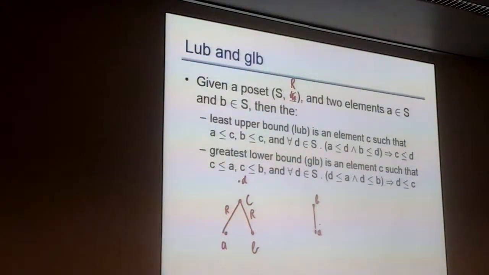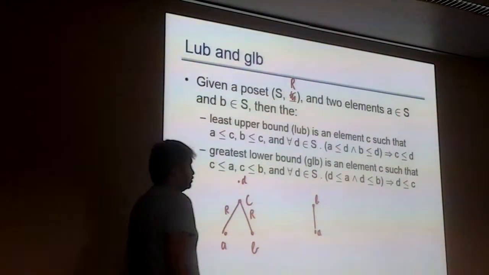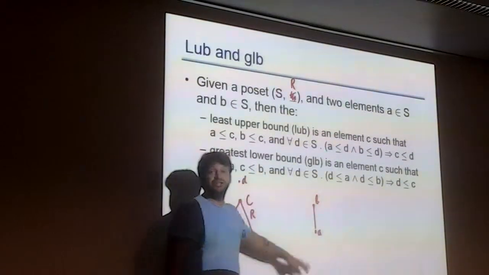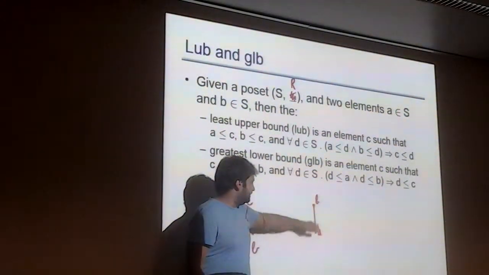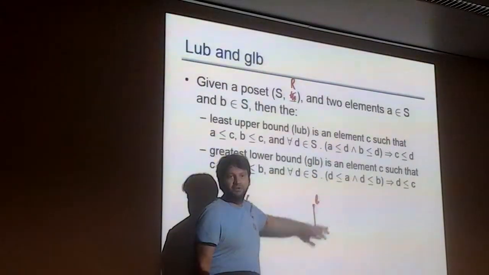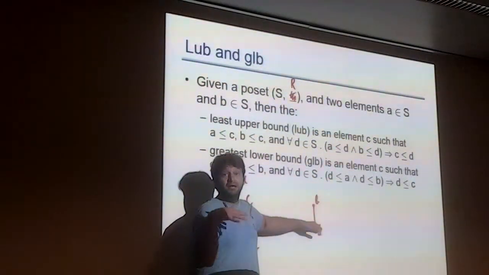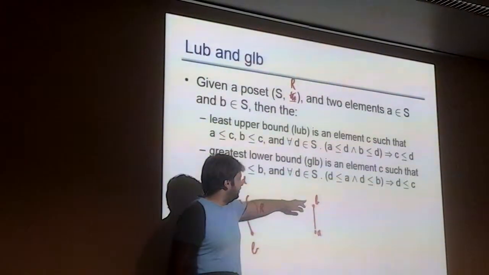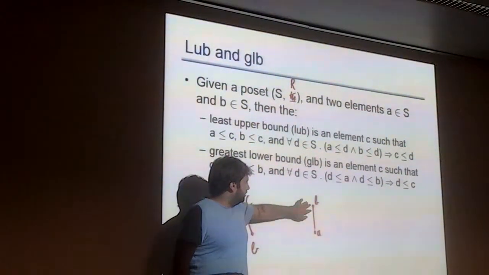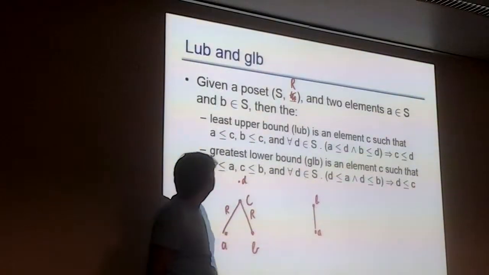So if A is less than B, we're going to a lot of times use this notion of less. We're going to say less than when what we really mean is that we have A, R, B. In other words, A is less than B using the relation R. So if A is less than B, then you are asking: is B the least upper bound of A and B?